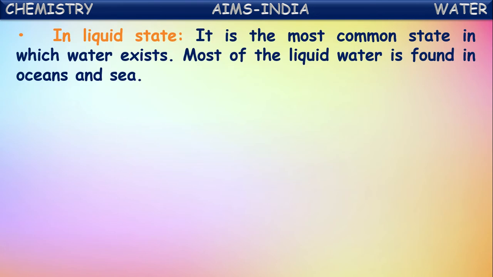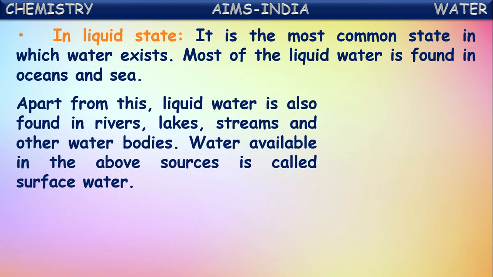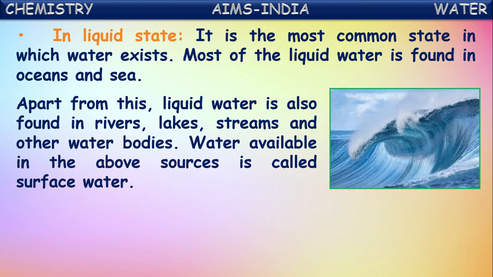The liquid form is the most common state in which water exists. Most of the liquid water is found in the oceans and seas. Of course, some quantity is present in rivers, lakes, and ponds, but most of the water is found in the oceans and seas. Liquid water is also found in rivers, lakes, streams, and other water bodies. Water available in the above sources is called surface water. Oceans, seas, lakes, rivers, and streams are all present on the surface of the earth. That's why these sources of water are called surface water.